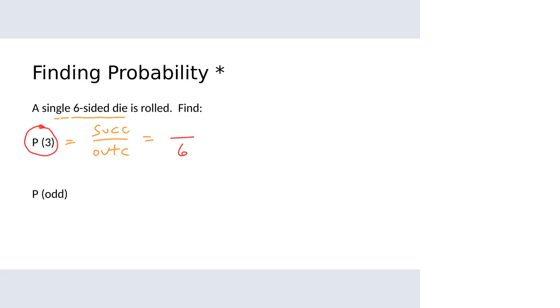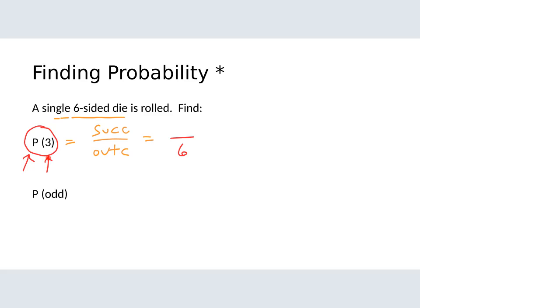And then the probability of getting a 3. This notation over here is the probability of getting that particular outcome. So that's what that notation means. The probability of getting a 3. So a success here would be getting a 3. If I roll a single six-sided die, how many ways are there for me to get a 3? How many successes do I have?